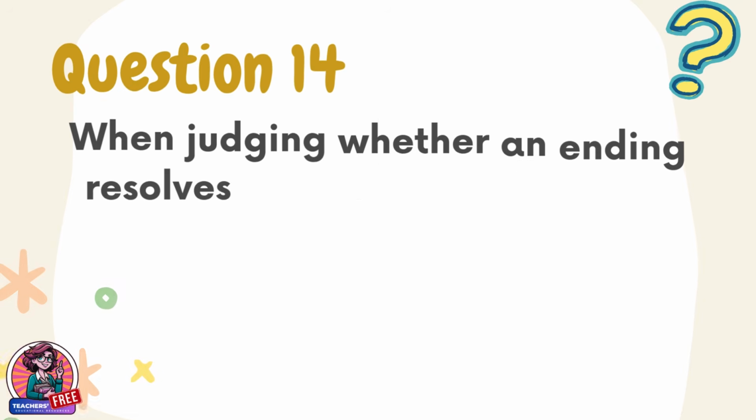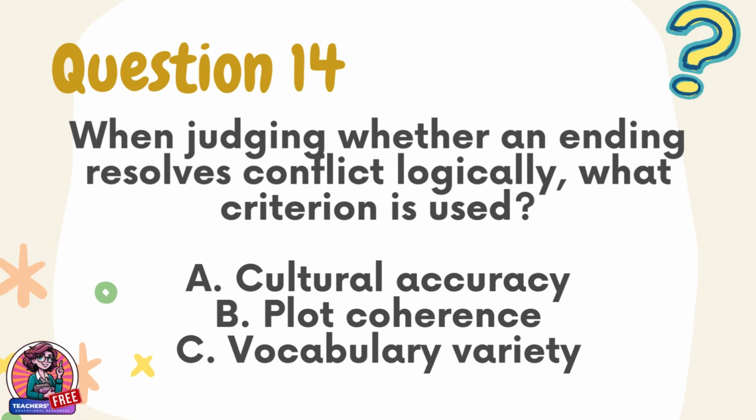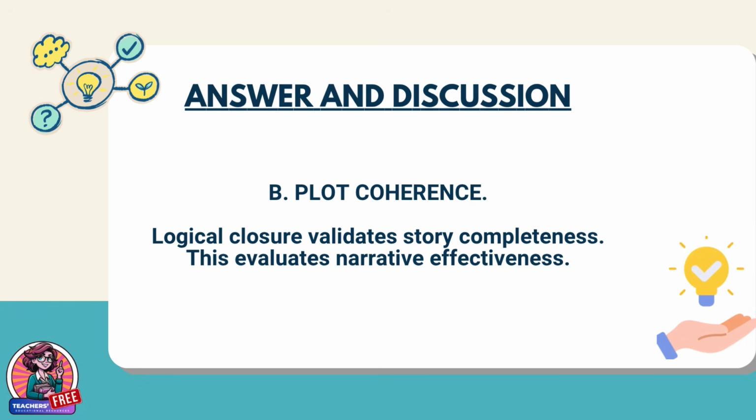Question 14. When judging whether an ending resolves conflict logically, what criterion is used? A. Cultural accuracy. B. Plot coherence. C. Vocabulary variety. Answer. B. Plot coherence. Logical closure validates story completeness. This evaluates narrative effectiveness.